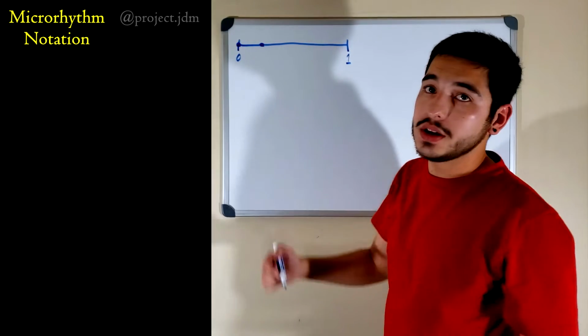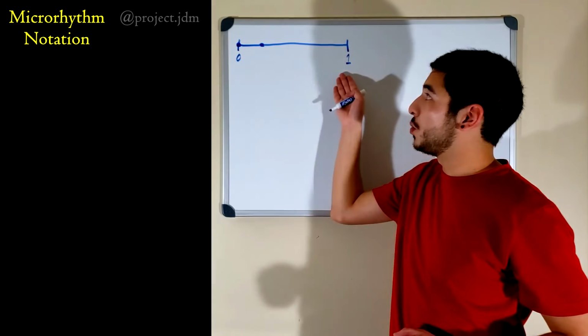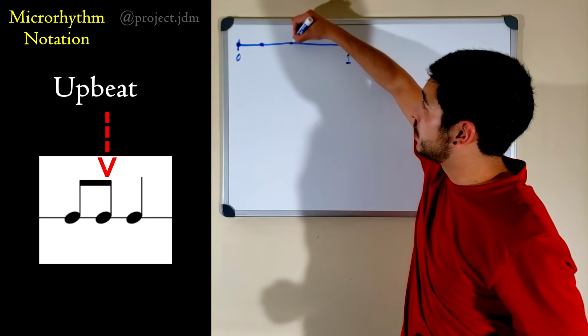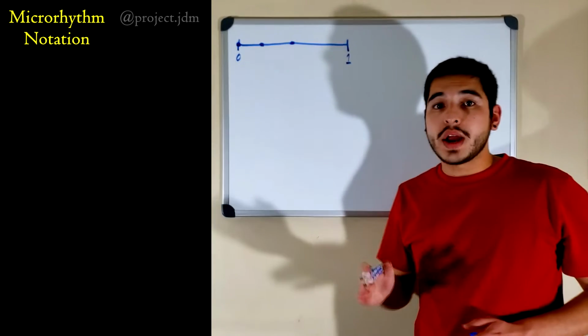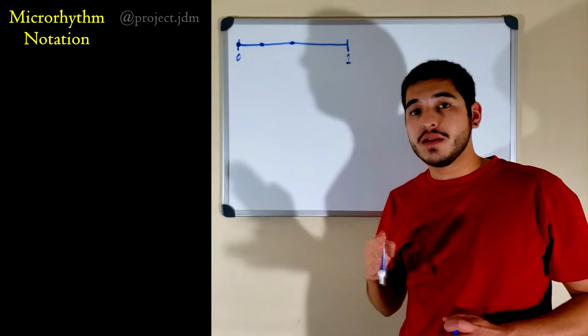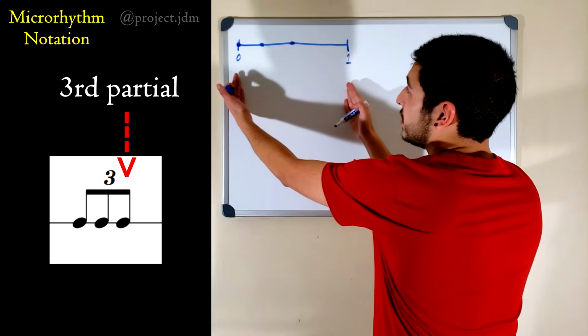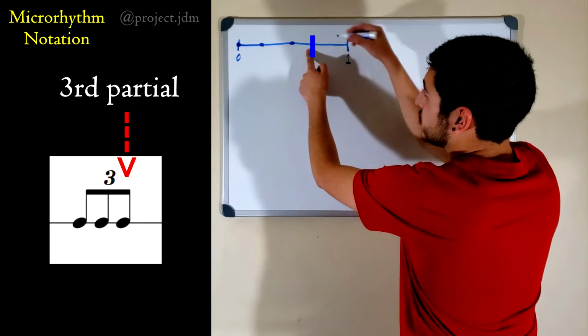Now for our third beat, we're going to say it's exactly between 0 and 1. So on the upbeat. So exactly halfway would be right here. For our fourth beat, we're going to write it where the last partial of a triplet would be. So for a triplet, we want to take the space between 0 and 1, divide it into 3 parts, and we want the last partial. So right here.